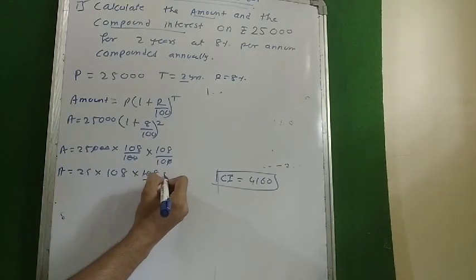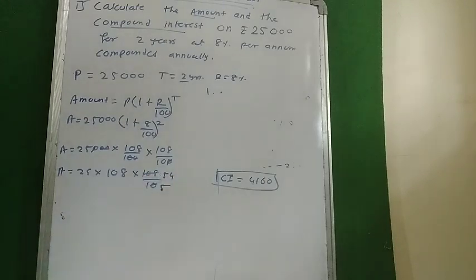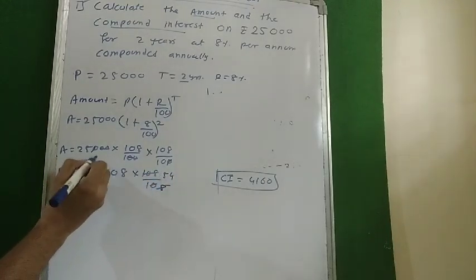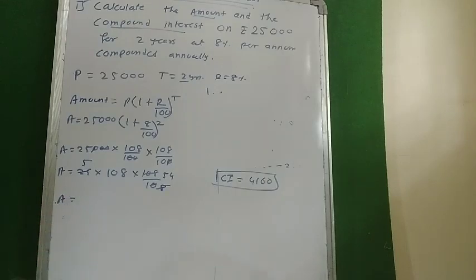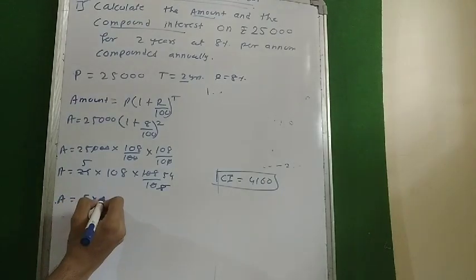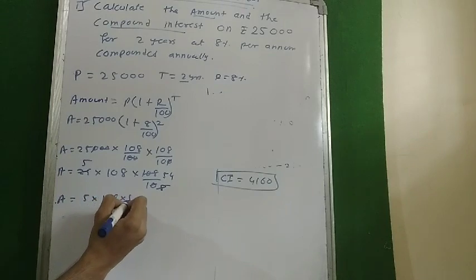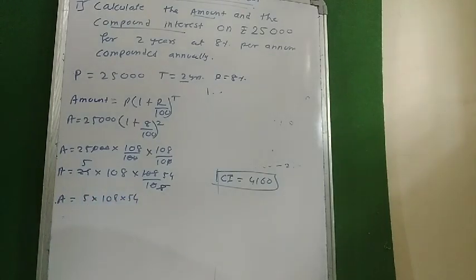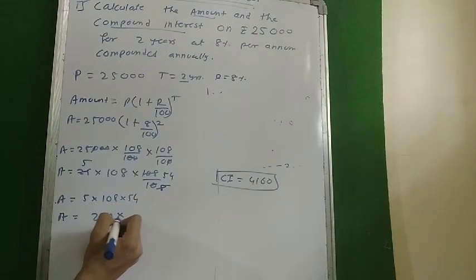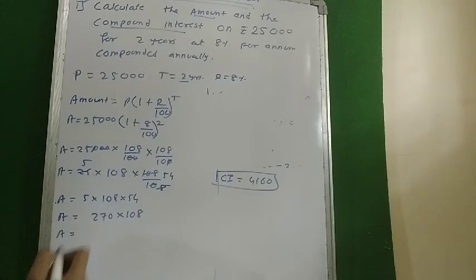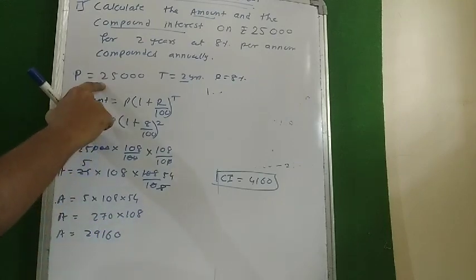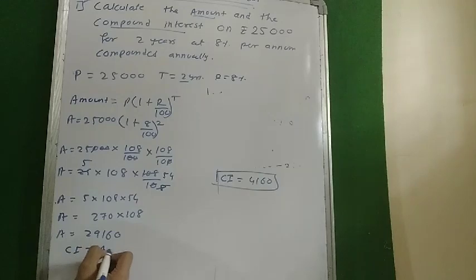Okay, so let's try to solve it. 2 fives are 10, 2 fives are 5, 1 five is 5. So the amount is equal to 108 multiplied by 54 multiplied by 5. I can easily get 54 multiplied by 5 is 270, and when I multiply 270 into 108, I will get 29,160. Okay, it is a multiplication of this term. So this is the amount. This is also the principal. Therefore, the compound interest is amount minus principal.